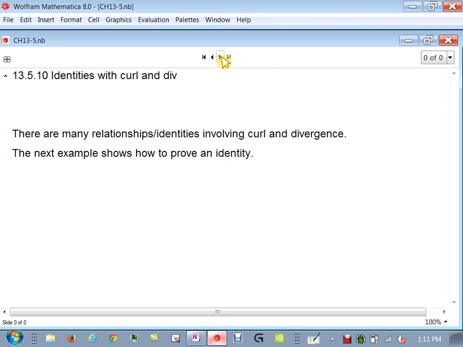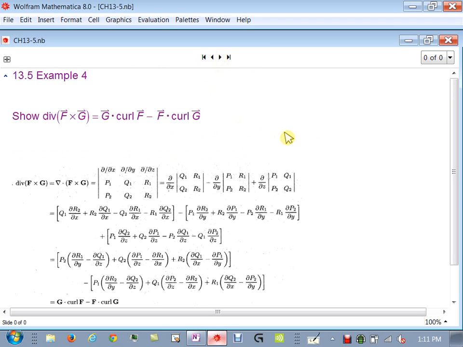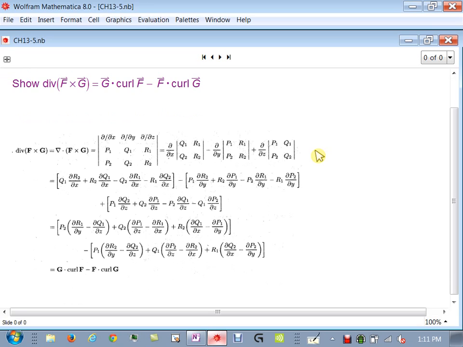All right, as far as identities with curl and div, I thought about different ways of doing this. I was just going to work it out by hand, but I think I'm just going to, I copied this out of the solution so I could just not have to spend 10 minutes writing it down.